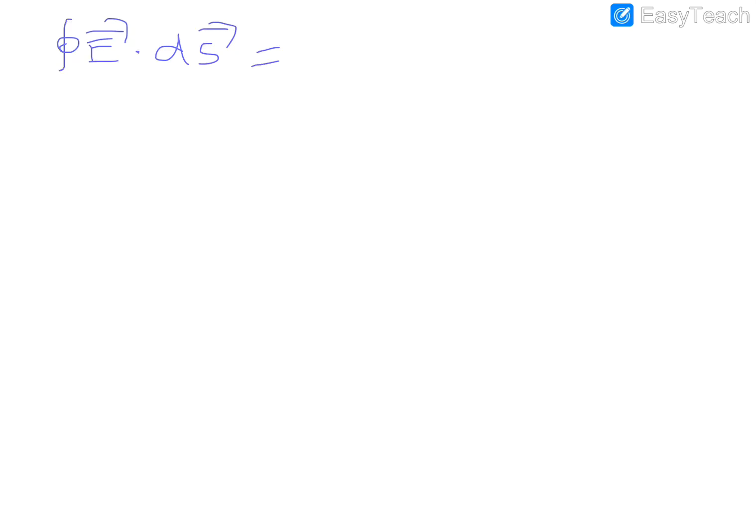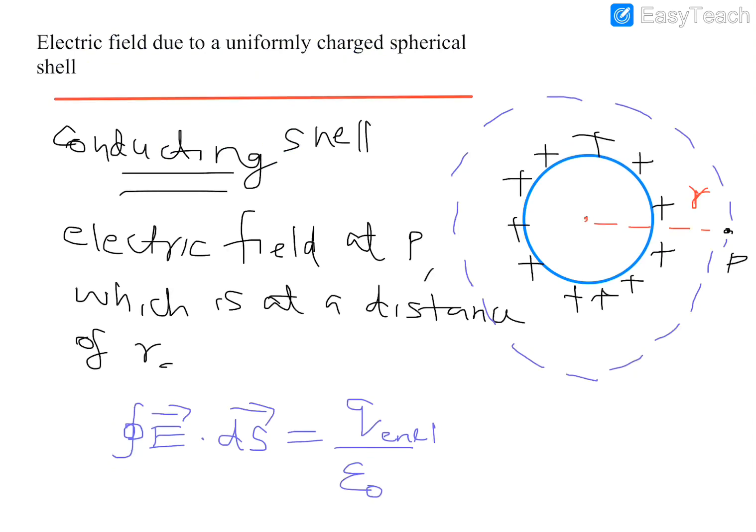Now if you take this expression again, you can simply write it as E ds cos theta. A dot B is AB cos theta, so this is E ds cos theta. Now what is cos theta here? If you check the diagram, theta is the angle between E and ds. You can see that at this point the area vector will be like this.